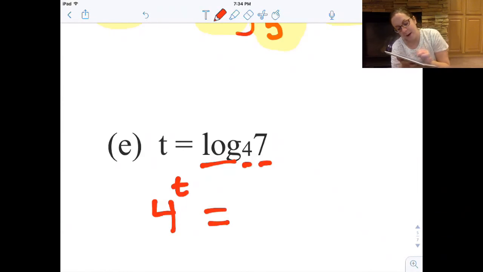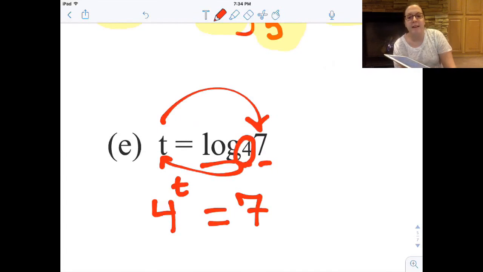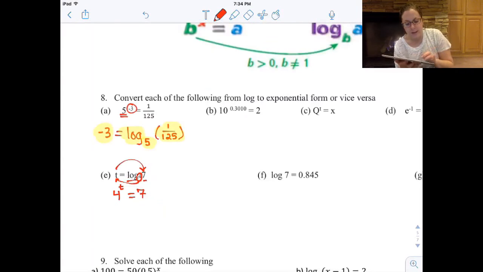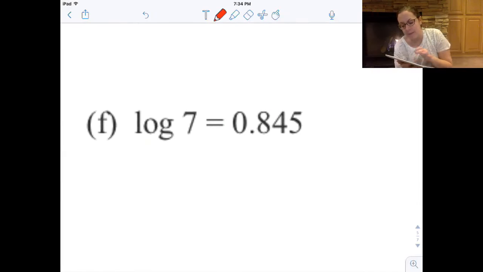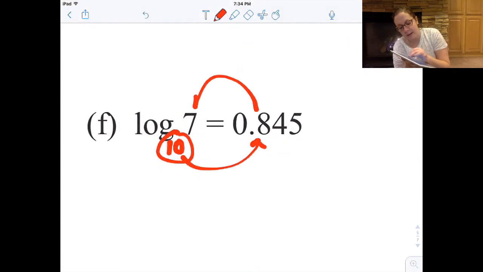Now, one that you might see might be a log with no base. Remember that there's an assumed 10. 10 to that power equals 7. And lastly, ln, remember that's just log base e, so e to the k equals q. More practice on that on your review sheet.